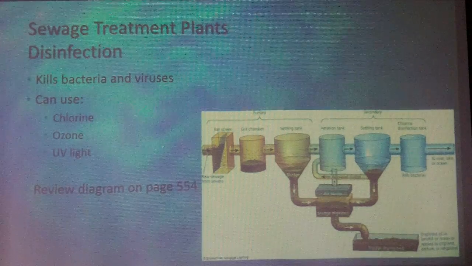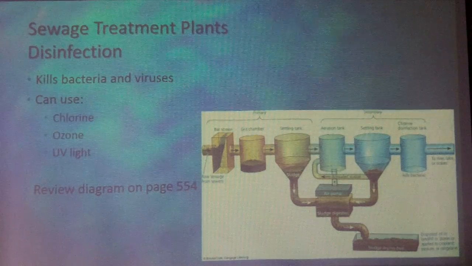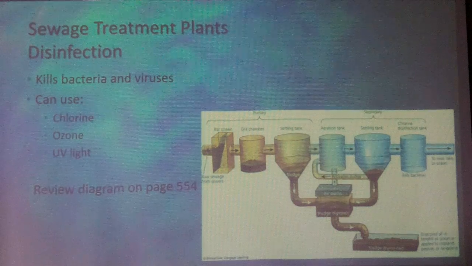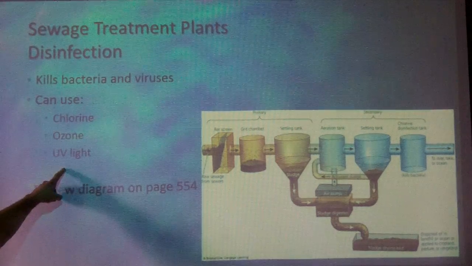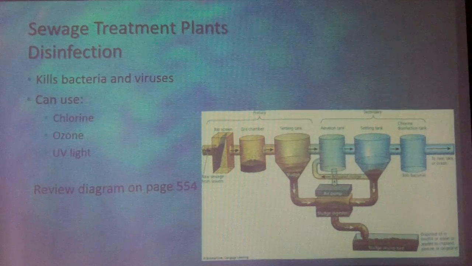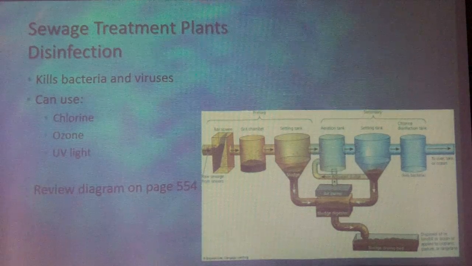Then you've got this one molecule of oxygen left over from this O3 ozone. And what it likes to do to become stable is steal electrons. So it goes and steals them from microorganisms, thus killing them. And we also put it through UV light. The UV light kills organisms, and then it's good to go out into the environment. You can review this diagram on page 554 in your book, and that is it.